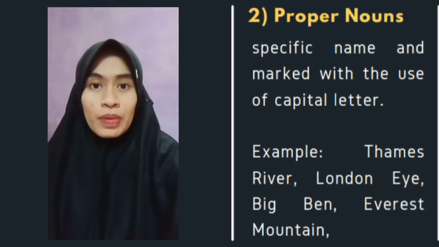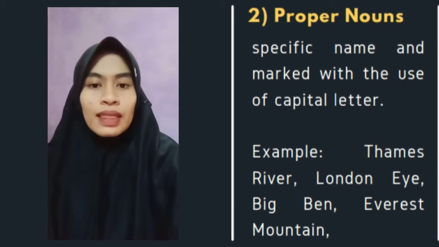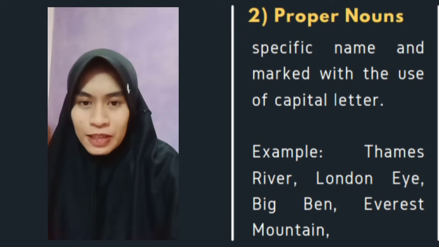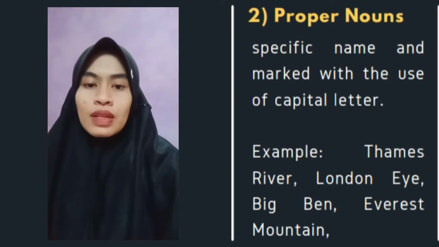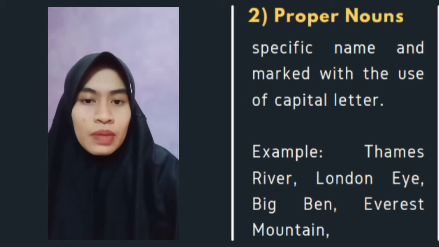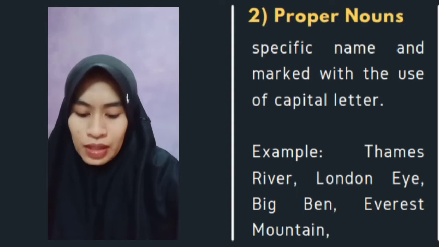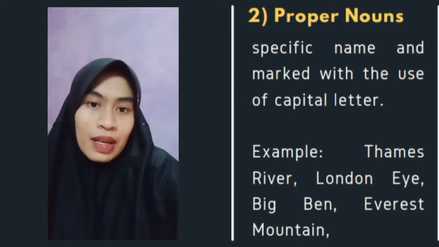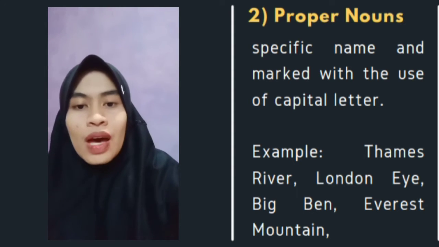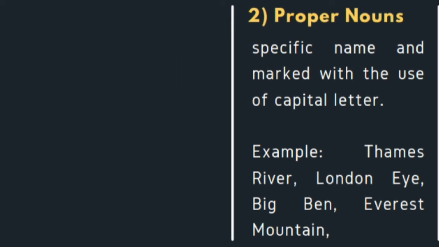Then we have a proper noun. A proper noun is used to name a specific thing, places, and person. A proper noun is signed with the use of capital letter. Here we have the examples of proper noun. First is Thames River, London Eye, Big Ben, and Everest Mountain. As you can see, we write them all in capital letter.